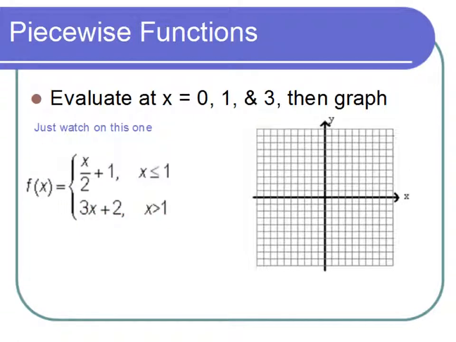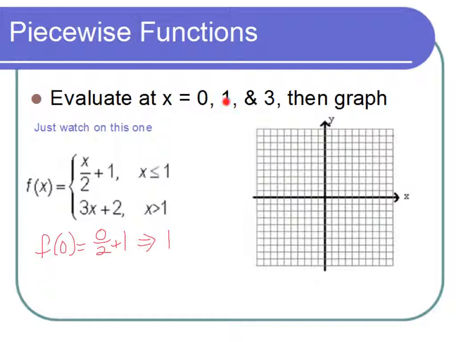So when I evaluate and I plug 0 in, I don't plug it into both. I have to pick the one that fulfills the restrictions here. Since 0 is less than or equal to 1, I'm going to use this top function. So f of 0, if I plug it into the top function, I'd have 0 over 2 plus 1, which would be 0 plus 1, or just 1.